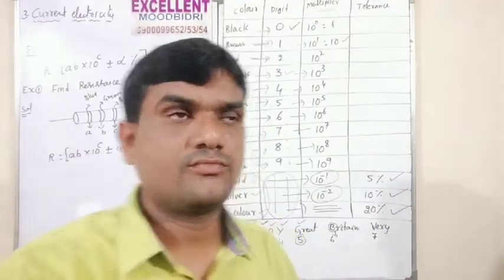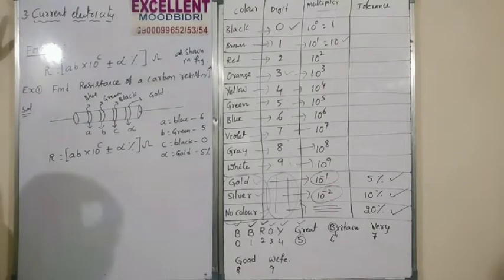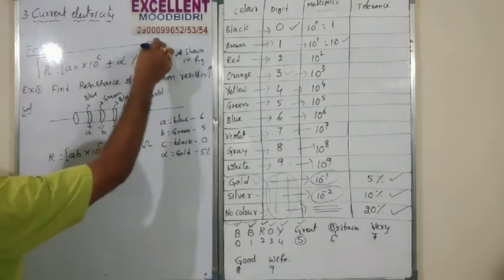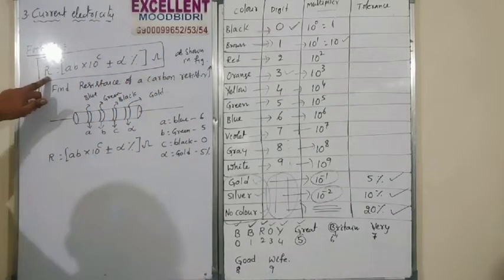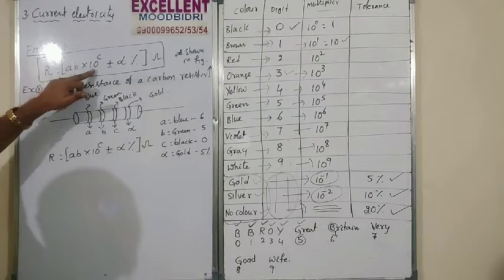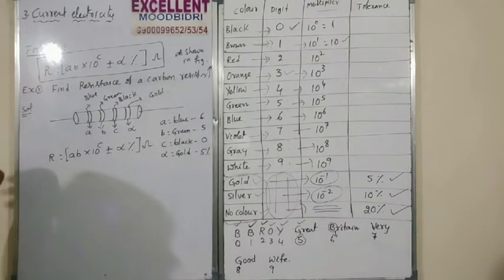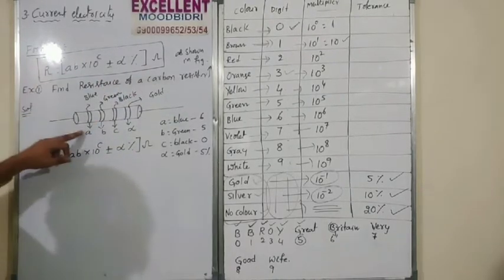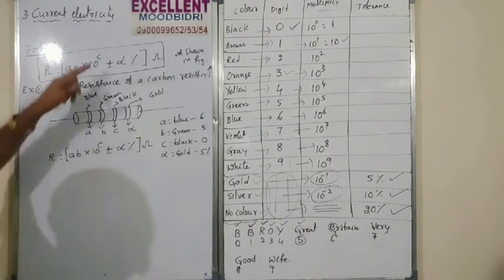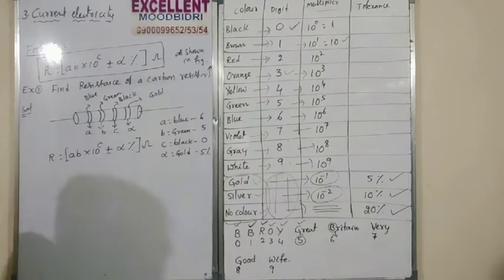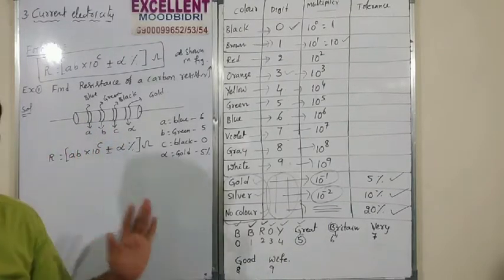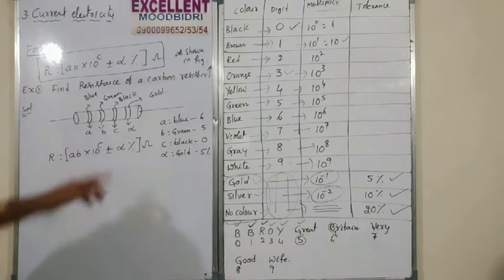Remember, for finding the resistance, we have to use this very, very important formula. Everybody remember this. R is equal to AB into 10 power C plus or minus alpha percentage. Resistance we can measure in ohms only. A is the first color, B is the second color, C is the third color, and alpha is the tolerance symbol only. Tolerance purpose we have to use alpha.